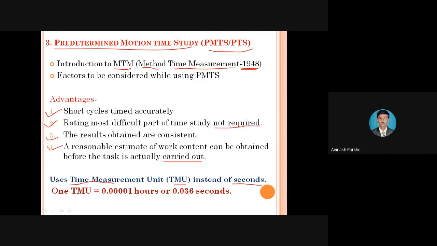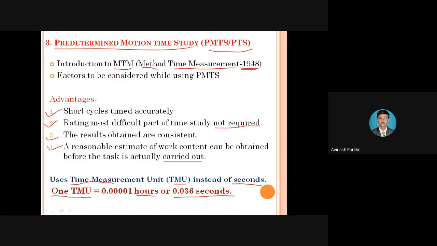What is meant by the TMU? Time measuring unit. And here I have written: 1 TMU is equal to 0.00001 hour or 0.036 second. Whenever I use the stopwatch, it will give the final reading in the form of seconds, minutes, or hours. For example, 120 seconds, 5 minutes, 10 hours, 2 hours. Like that you will get the output in time study and work sampling.